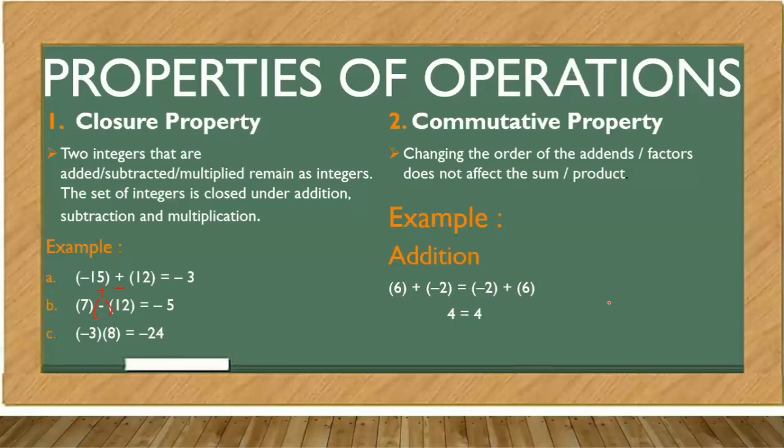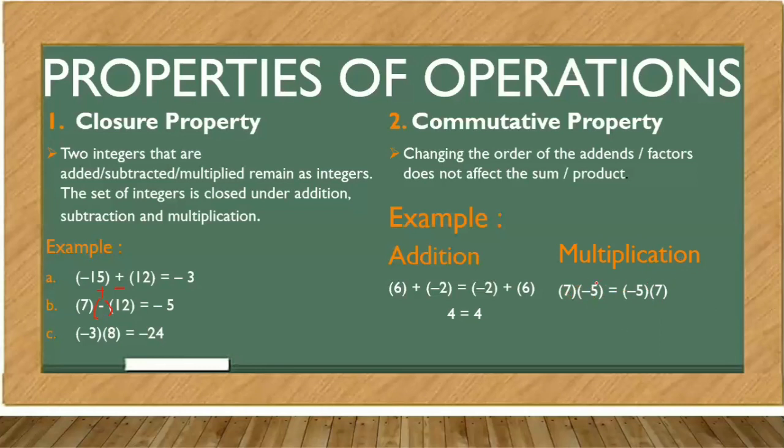Alright? Another example, multiplication naman. 7 times negative 5. Alright? Pagbaliktarin natin, negative 5 times 7. Pag pinagbaliktad ba natin yan, maaapektuhan yung sagot? Maiiba ba yung sagot? Tingnan natin.